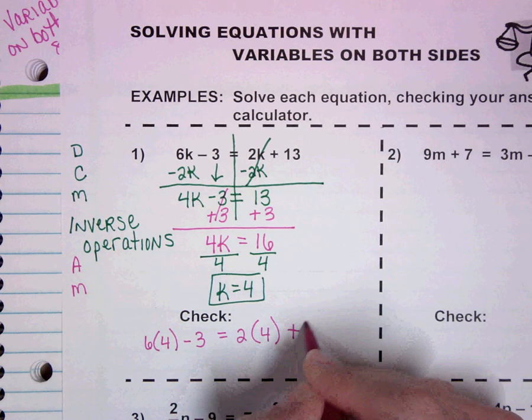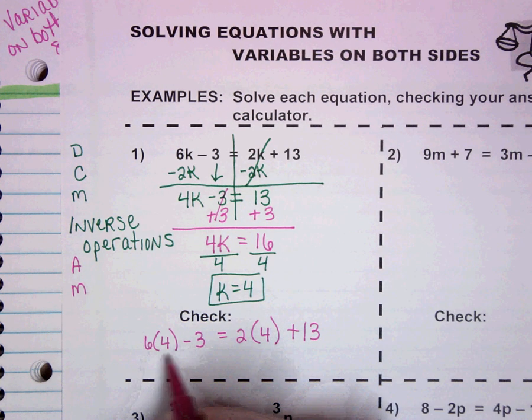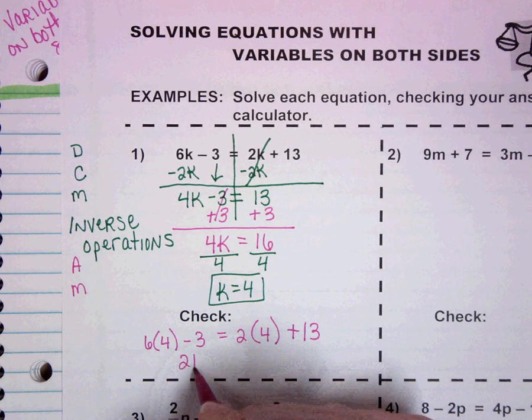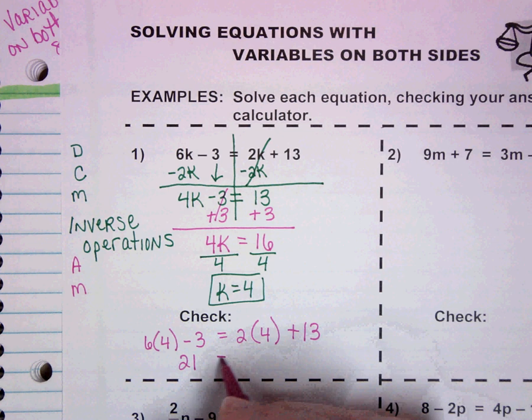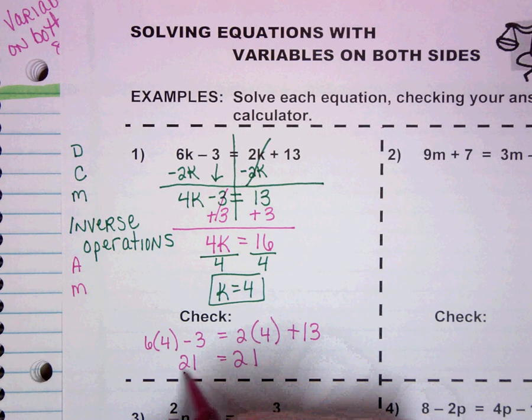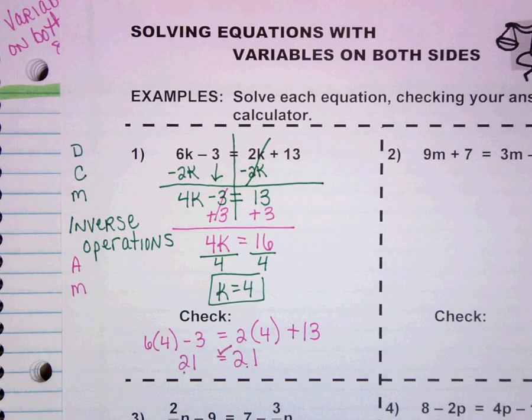And then if we calculate each side, 24 minus 3, 8 plus 13, then it really should be an equal statement. Okay, let's look at number 2.